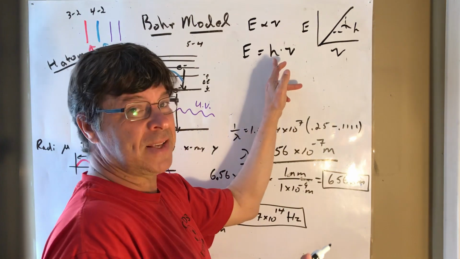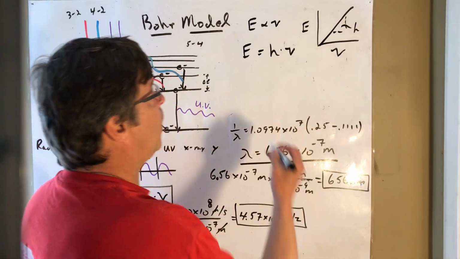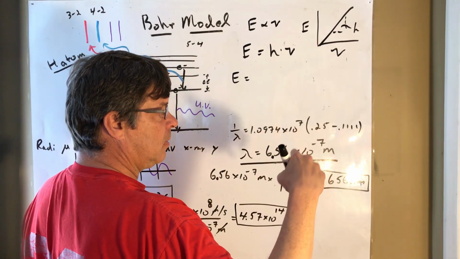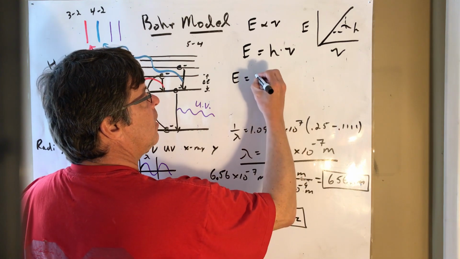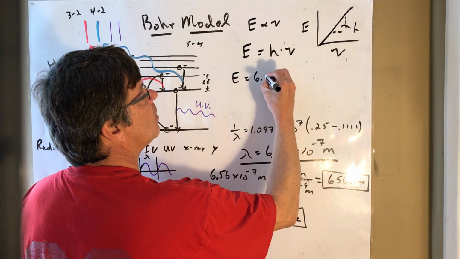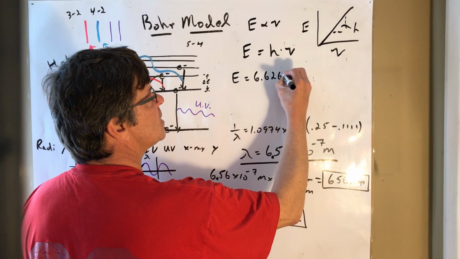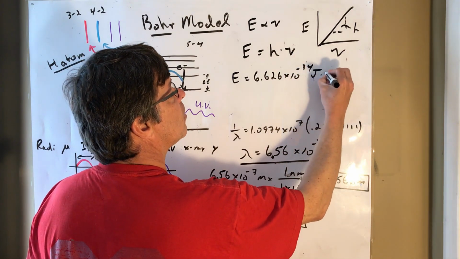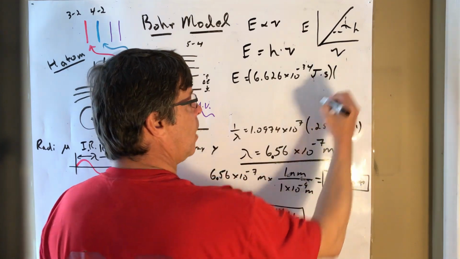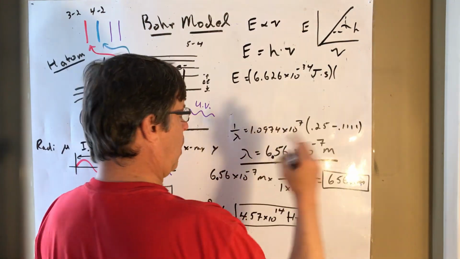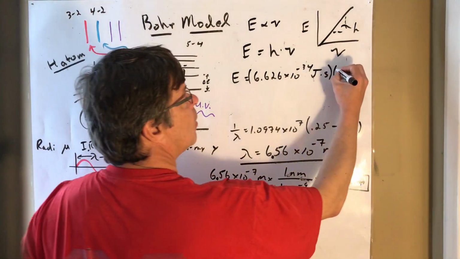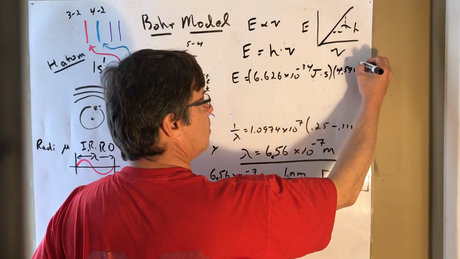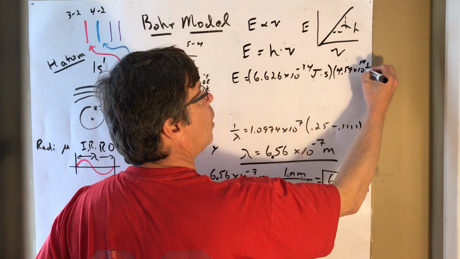So that's Planck's constant. So we can calculate the energy of this red emission line. Planck's constant, 6.626 times 10 to the negative 34th, and it's a joule times a second. And then we're going to multiply it by the frequency, 4.57 times 10 to the 14th. And I'm going to put 1 over second here.